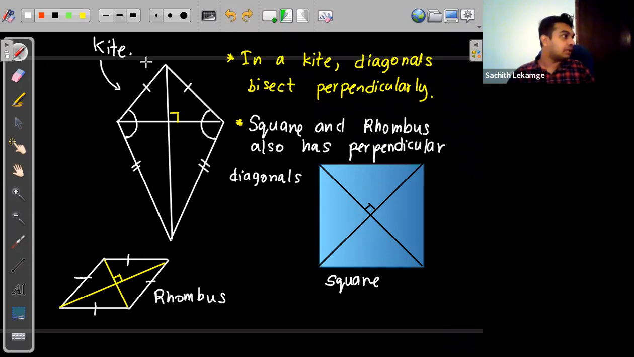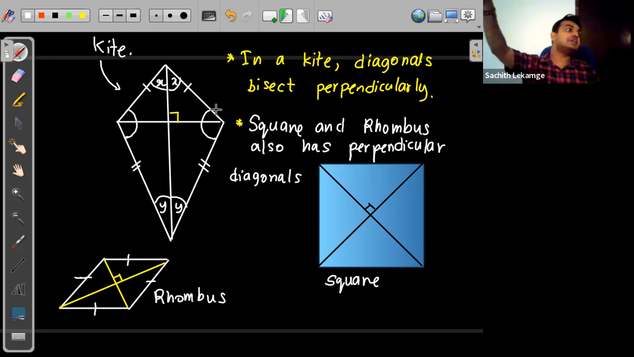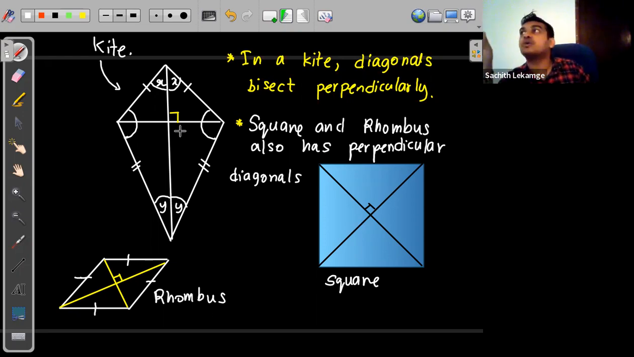Right? Okay. Diagonals always bisect the corner angles, bisected by one diagonal. If you take this part, this is x, this is also x. If this is y, this is also y. This angle, is it bisected by this diagonal? No. See, a kite is a very special quadrilateral. All these properties you need to know, because they are giving questions related to this. If the diagonals are perpendicular, can you do this question? No. See, you need to know.